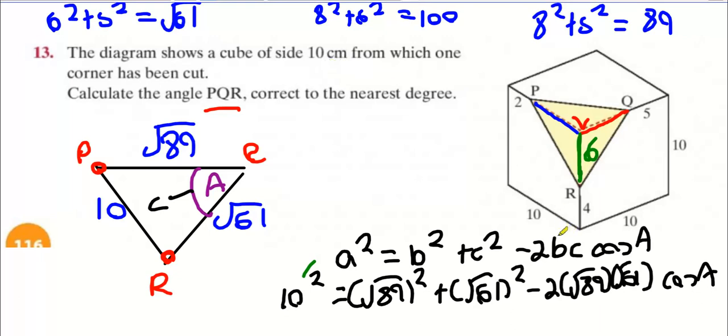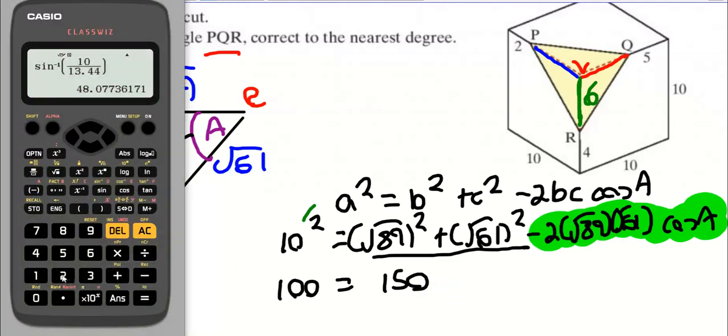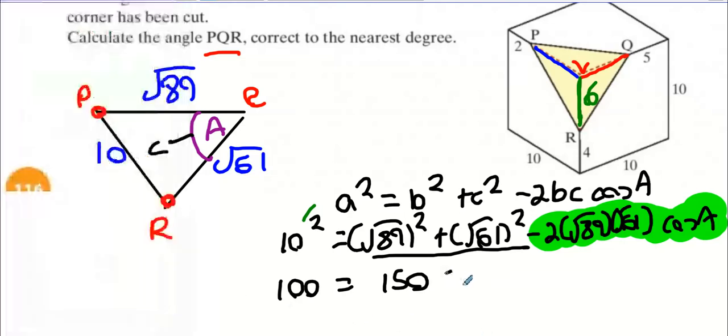An angle and length question. So what do we do then? That's going to be 100. The two of these combined is going to be 150. Then 2 times root 89, which is 147.36. Take away the 150, it's minus 50.